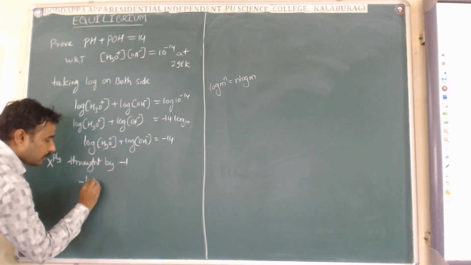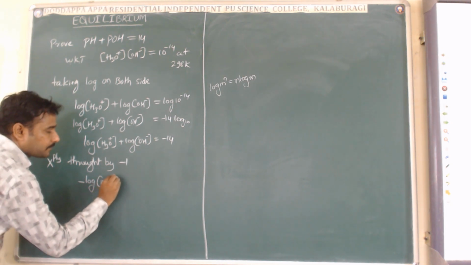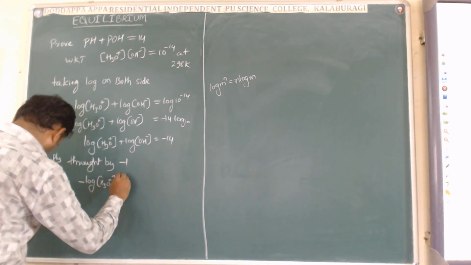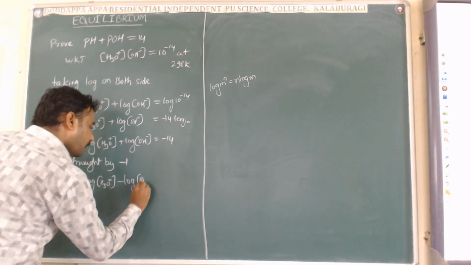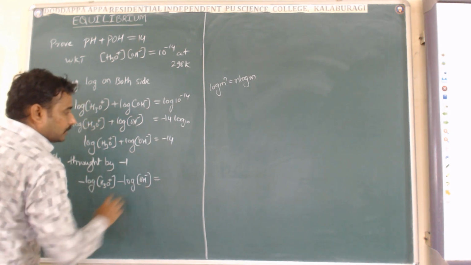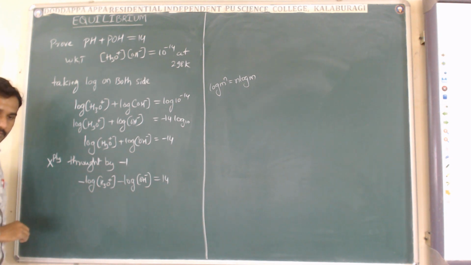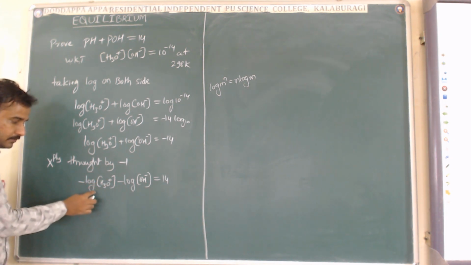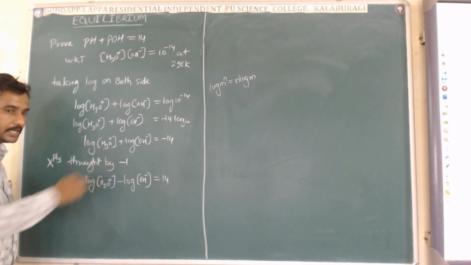Minus log of H3O plus. Next, minus is multiplied with that one. Minus log of OH minus is equal to minus into -14, that becomes +14. So when you see this, what are we observing here? Negative logarithm of base 10 of the hydronium ion concentration, negative logarithm of base 10 of the hydroxyl ion concentration.